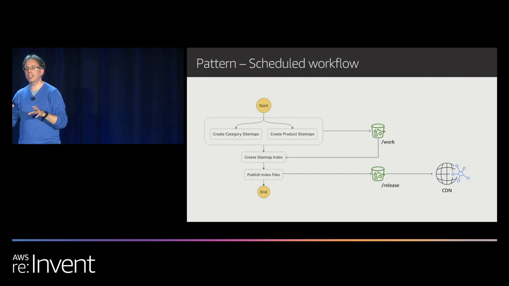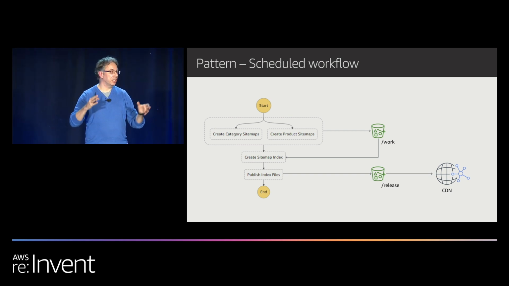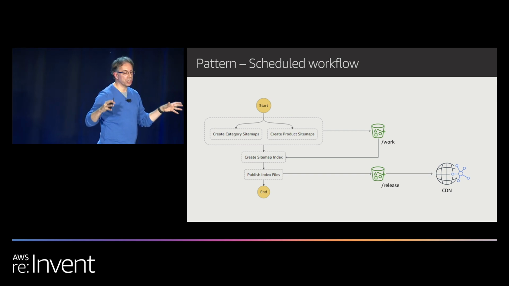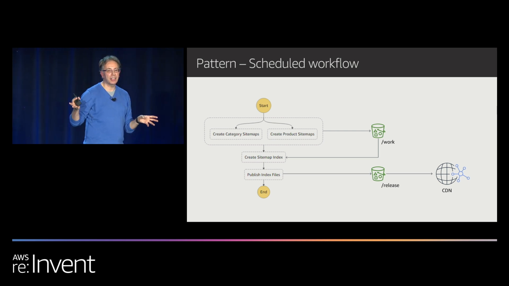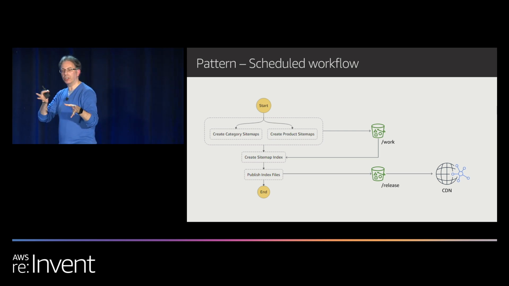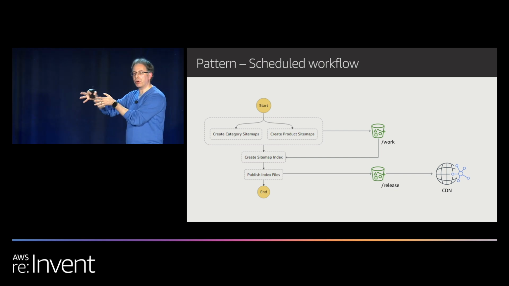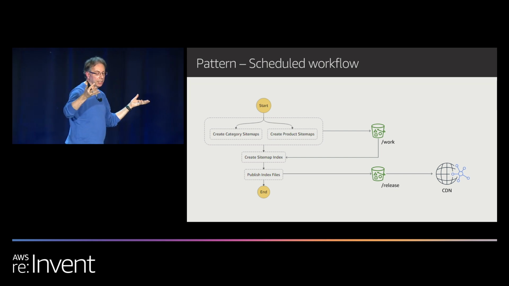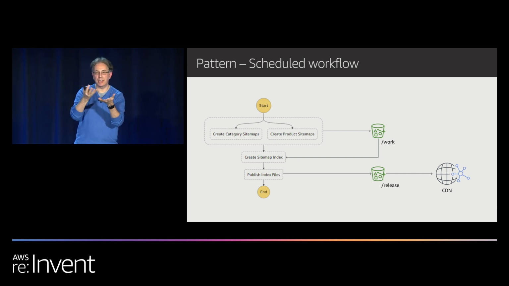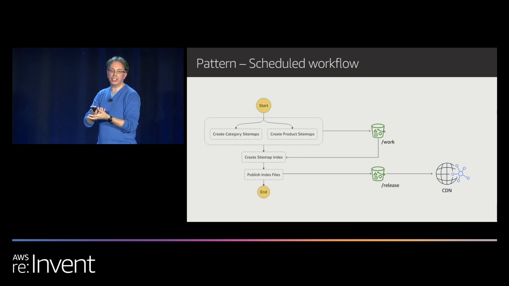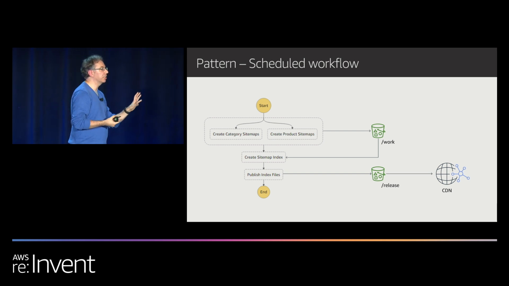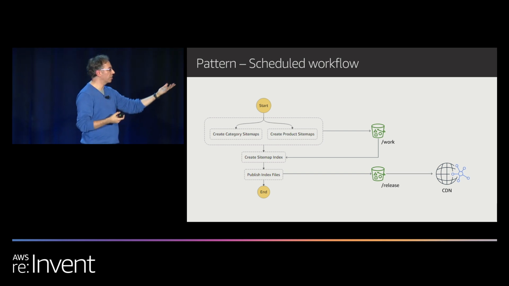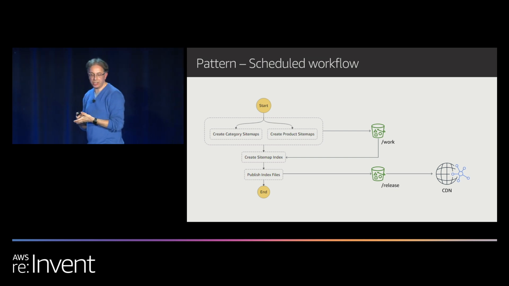And this is a zoom on the workflow. They use two parallel branches to generate the different sitemaps that they need. They have two different views of their website. You can go through products or you can go through categories. So they generate the two sitemaps. They are written to a temporary S3 bucket. Then they merge these two results, and then they publish to a release bucket that is the origin of the CDN, so that it's advertised to the search engines.